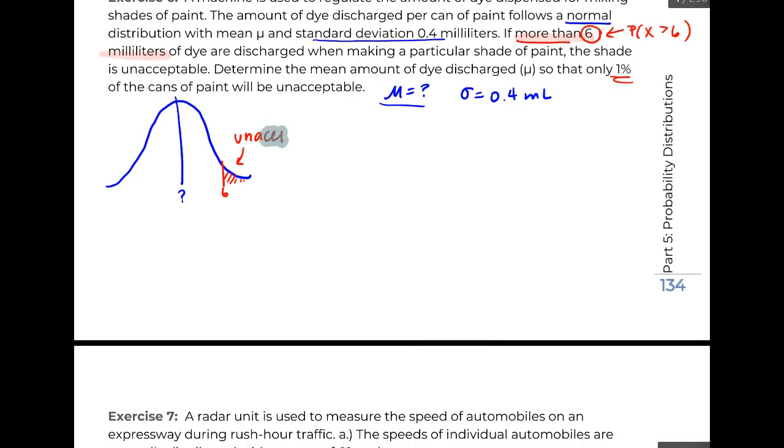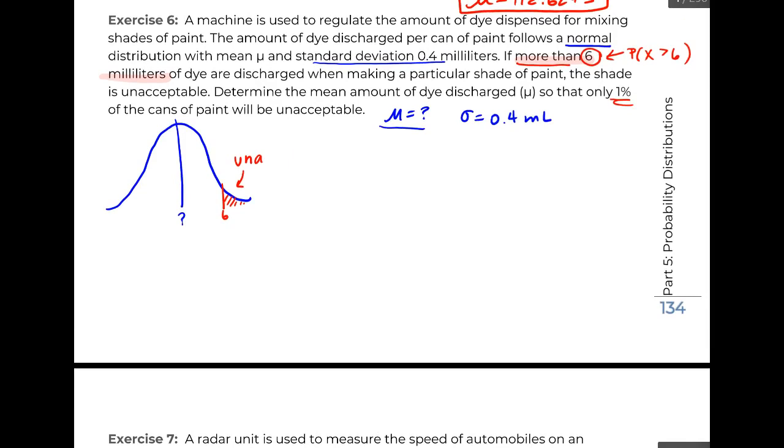And I'm going to assume that that's a small percentage, because otherwise that would be a lot of paint they'd be throwing away. And now they told us that they only want this to be 1%. So we want this to be 1%. So, well, you can see it's still our tricky inverse, right? We've been given a percentage. We're looking for one of our parameters, so we can't use normal CDF or inverse norm in its traditional way. We've got to work through those steps.